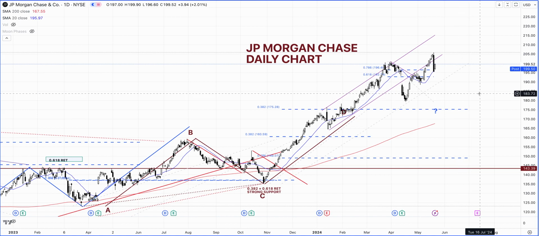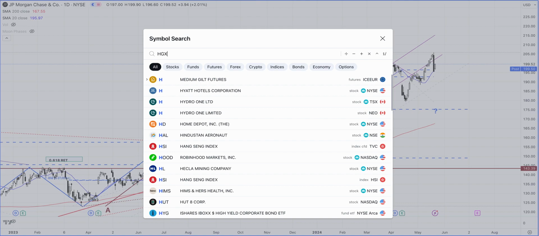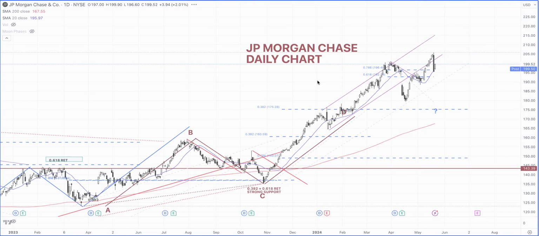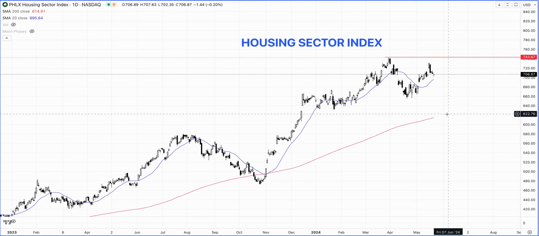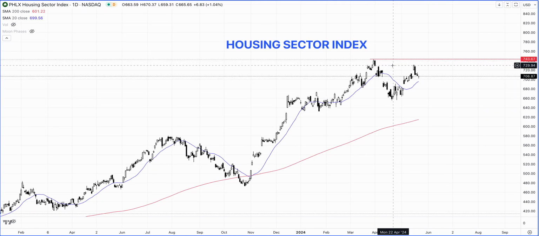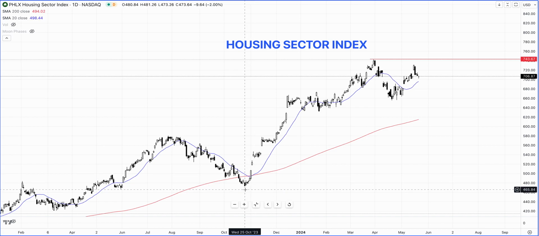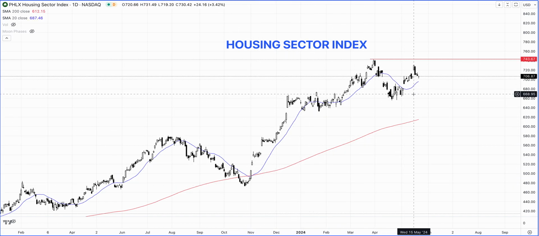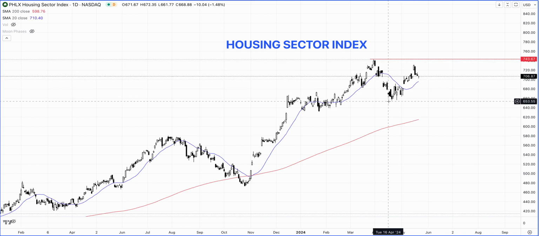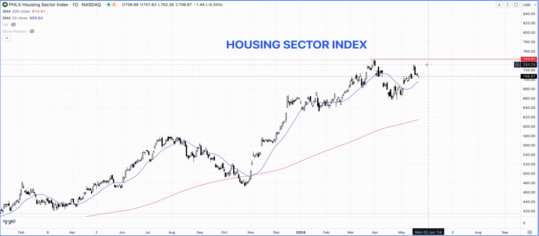All right. Now let's take a look at HGX, which is the Philadelphia Housing Sector Index. And this one is really interesting because what we can see is that it has been improving and moving higher, but it's forming a secondary peak around here. And it's not a confirmed peak, of course, because it needs to move below this low. But we have been watching for this one, and we'll keep on watching this.